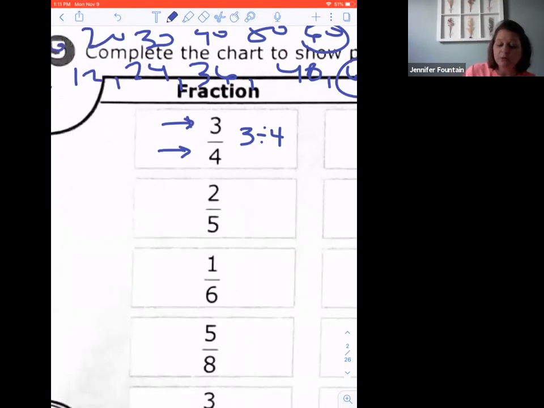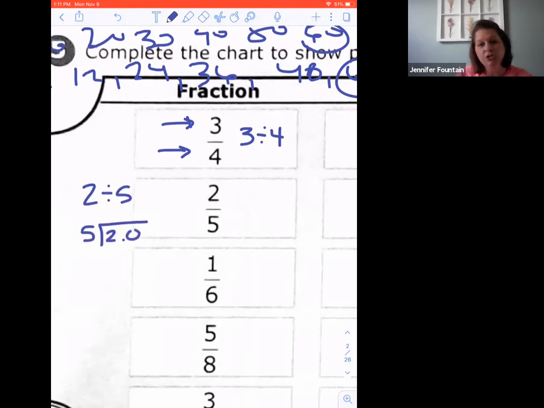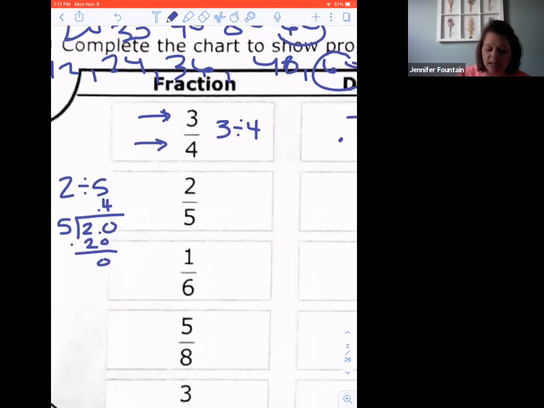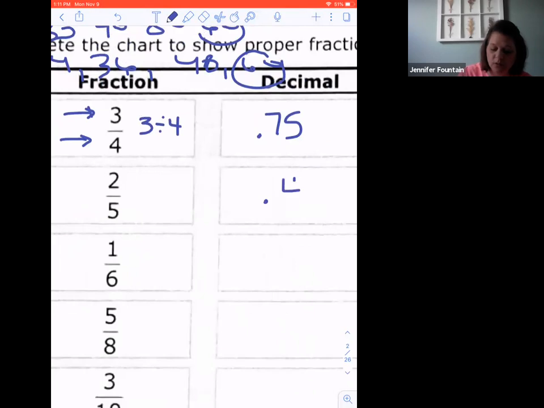But like I said, if you don't have them memorized, and let's say you don't know what 2/5 is, remember this is the same as 2 divided by 5. So that means I'm going to put 5 into 2. 5 won't go into 2, so I have to add that decimal. 5 will go into 20 4 times. So then I can see that that would be the same as decimal 4.